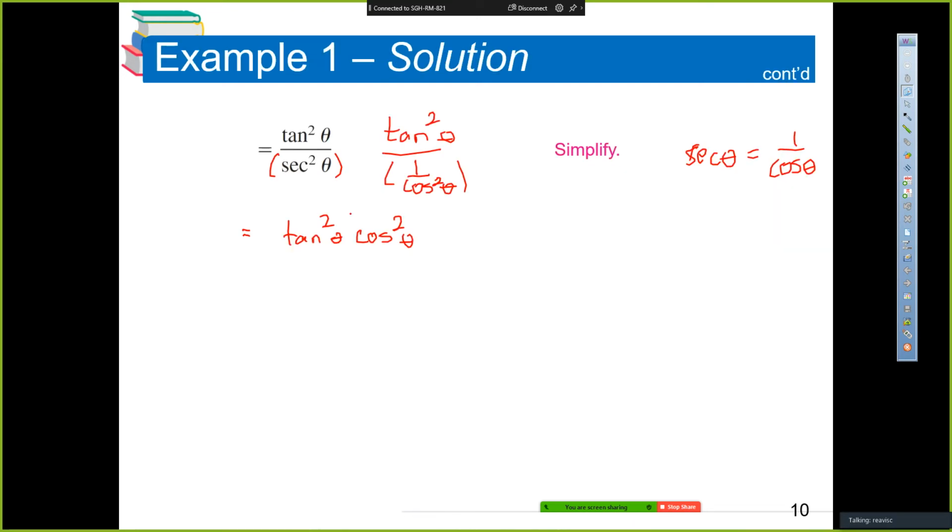So what they'd have now here is tangent squared of theta times cosine squared of theta. That's where that came from, by substituting in for the secant squared.